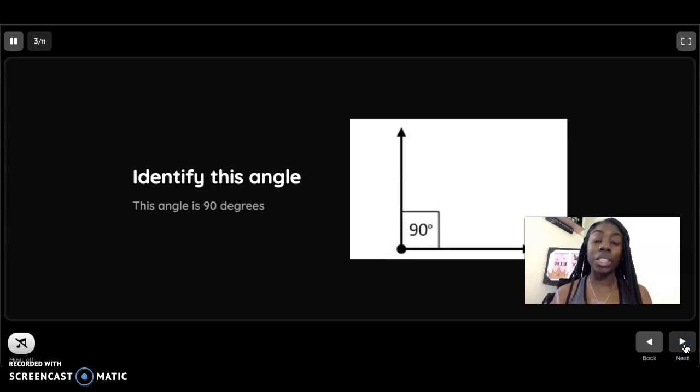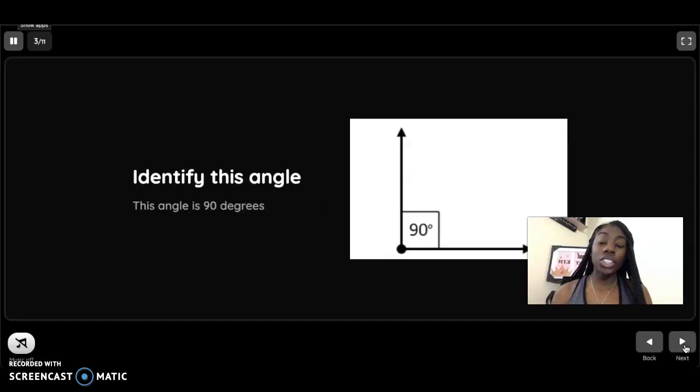So we're going to go ahead and identify some of these angles, and see if you can help determine which one they are. Now we're going to identify this first angle. This angle is 90 degrees. What does that tell you exactly? We know that this angle is in the shape of an L. Remember, I talked about earlier that a right angle is typically in the shape of an L, which means it's going to be a right angle. And of course, it says this angle is 90 degrees, which gives us a really big hint that it is a right angle.